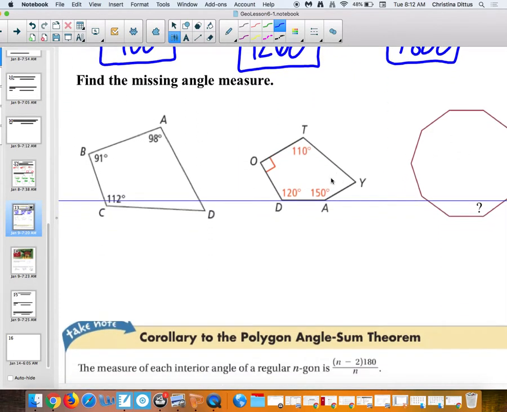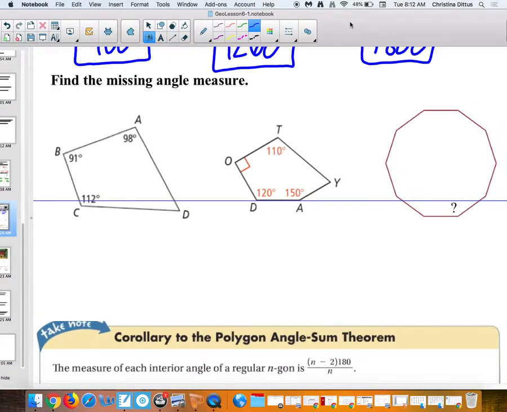Alright, still doing good? I have to find the missing angle measure. I am missing angle B right here. Let's throw an X on it. Ideas on how I can find that missing angle? Use that formula to find the total number of angles, and then find it out. How many sides do I have?